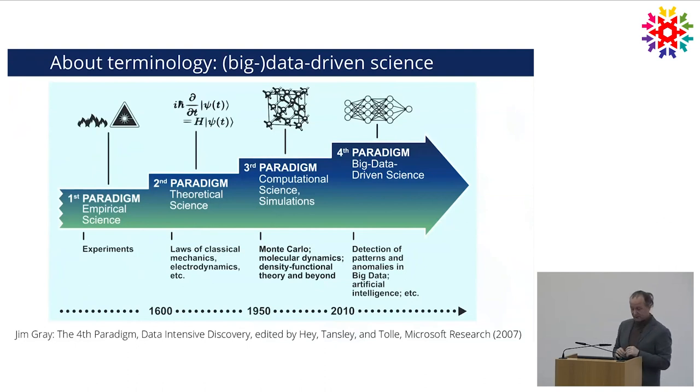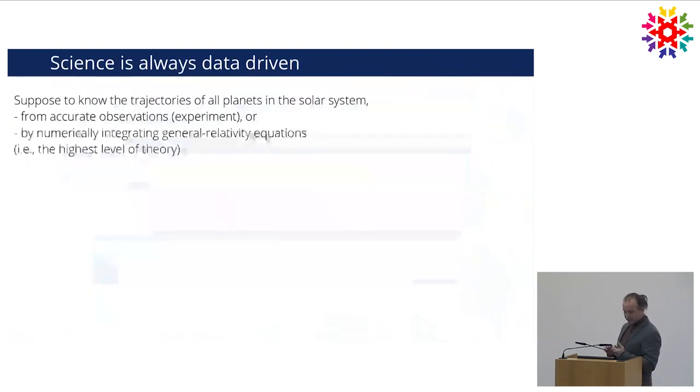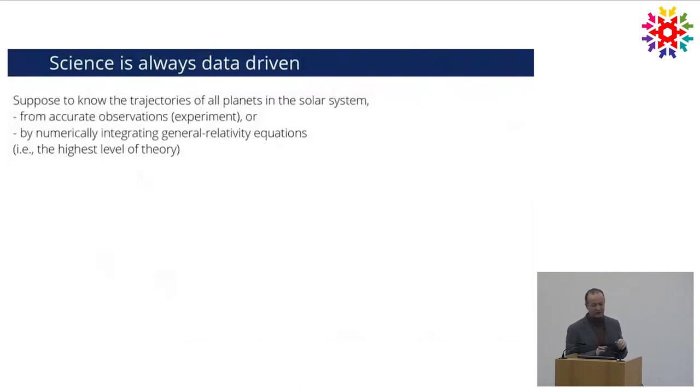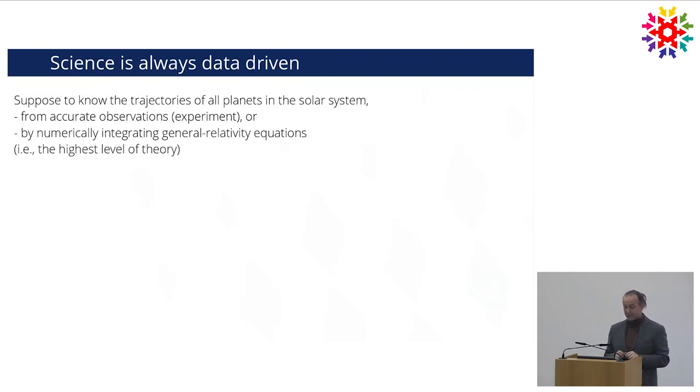In some discussions in the NOMAD laboratories and more recently in FAIRmat, people started criticizing the idea that being data driven is a new fact in physics. The idea is that science is by construction data driven. And to say that, imagine, for example, that we know the trajectories of the planets in the solar system, either from experiment, but also from a very complex and complicated theory from which we find the trajectories of the planets in the solar system.